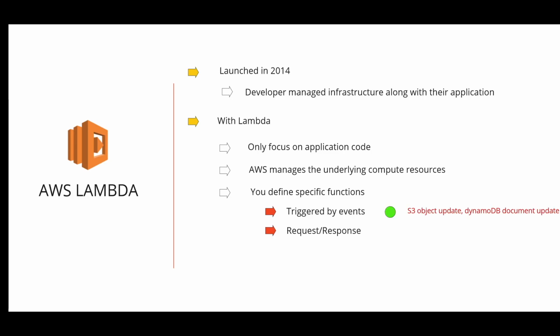The event execution method is used when you perform a function based on triggered events. Like you can say, when there is an object placed in an S3 bucket, execute this function. Or when there is a DynamoDB table update, just execute this function. And the request/response method is used when you expect a response from a request, for example, when integrating with AWS API Gateway.